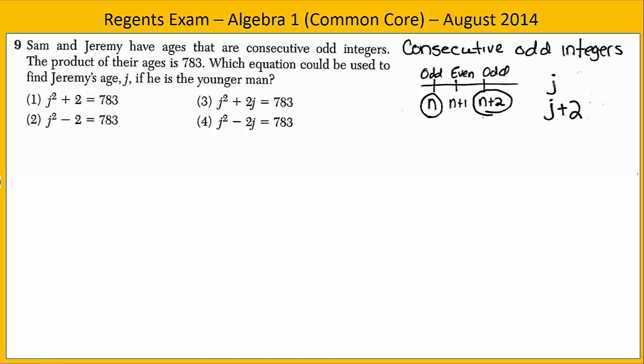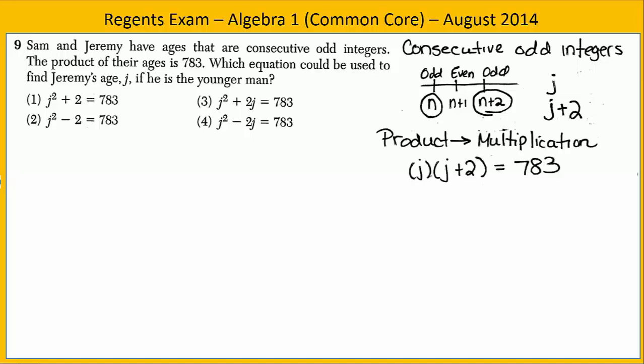We're told that the product of their ages is 783. A product is multiplication. If we take the age of each of the boys, j times j plus 2, that product equals 783. Distribute, and we have j squared plus 2j equals 783. Look at the choices carefully and identify the correct solution. Choice 3 is the answer.